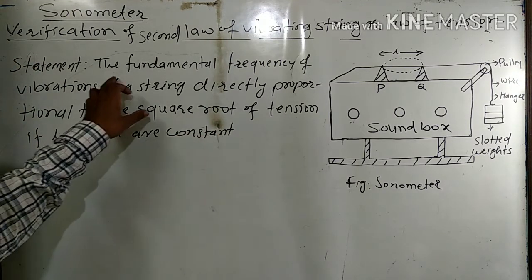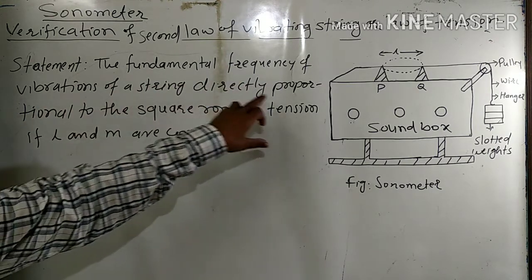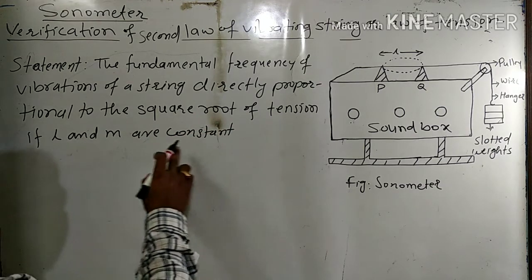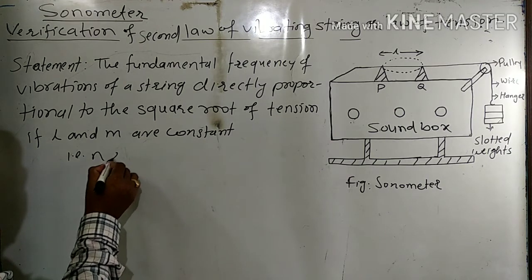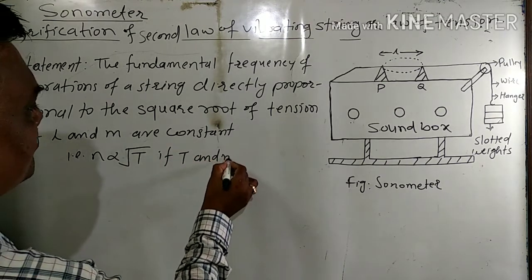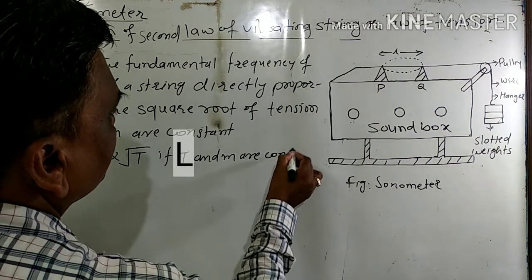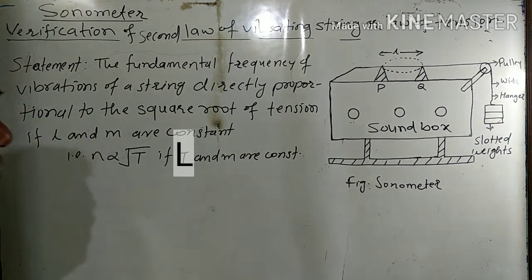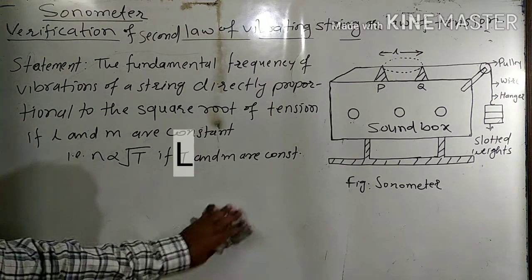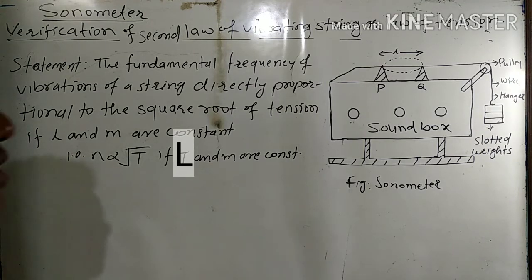That is, the fundamental frequency of vibration of a string is directly proportional to the square root of tension if length and mass per unit length are constant. That's why N is directly proportional to under root T if L and M are constant. This is the statement of the second law of vibrating string. Now here we can show that N is directly proportional to under root T.